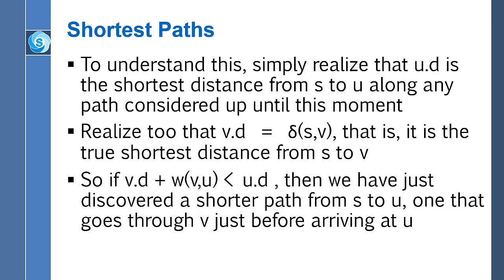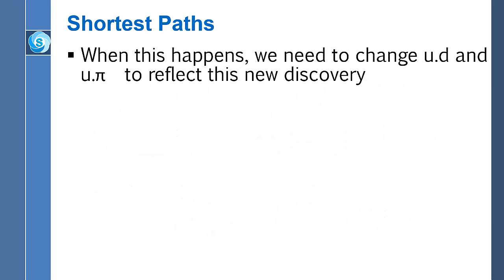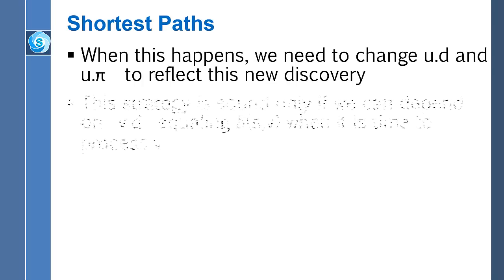Okay, so as I said, if we discover that V.d plus the weight of the edge from V to U is less than U.d, well, that means that we just found a new shortest path from S to U, so therefore it's time to change U.d to reflect this fact, and to also change U.pi to keep track of which vertex, namely V, comes before U.